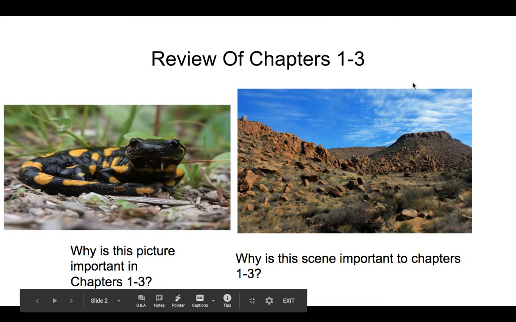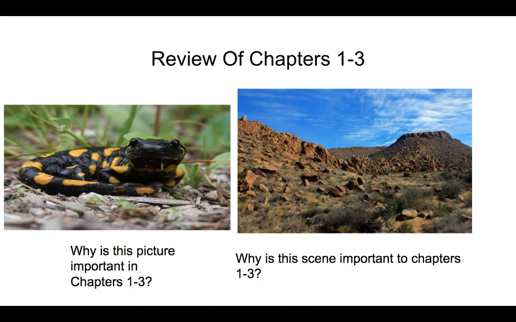Okay, so just a quick review of chapters 1 through 3. There are two images on the screen right now. Hopefully they mean something to you. The first one is a little lizard, and I just want you to think about why this picture is important in chapters 1 through 3. And the next one is a picture of a desert, an empty desert. And hopefully that means something to you about the story. Just think about it for a second and think about why these two images are important.